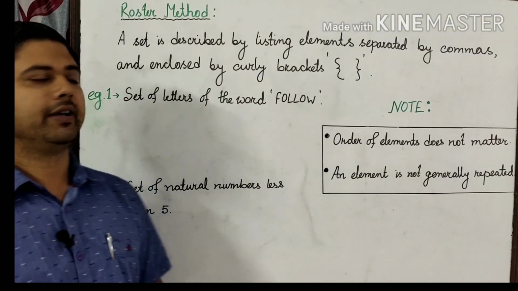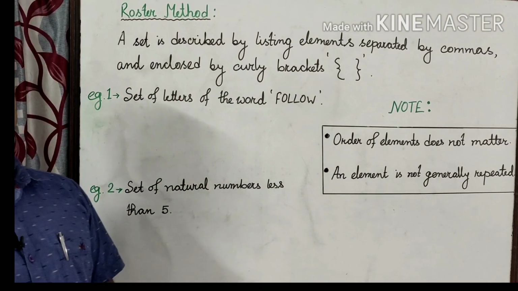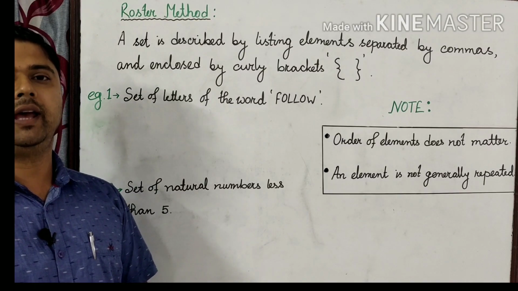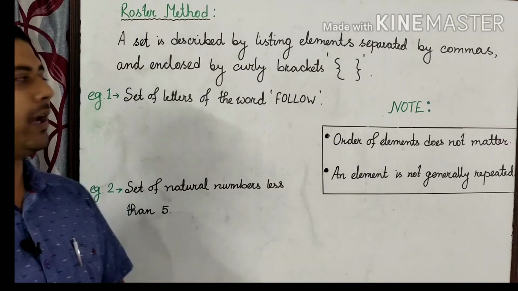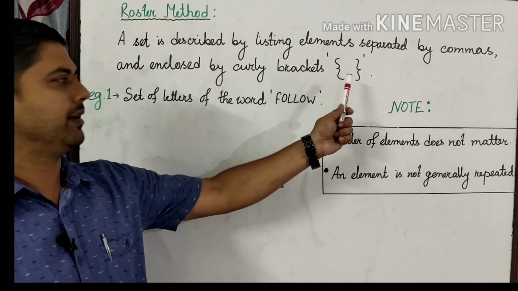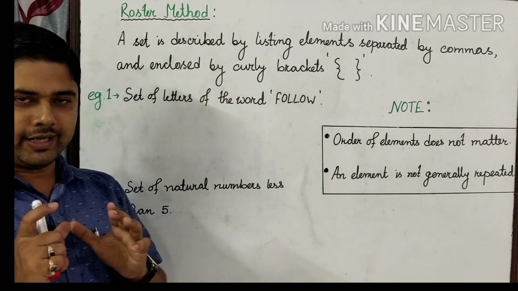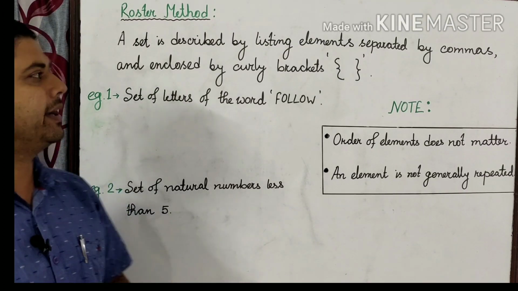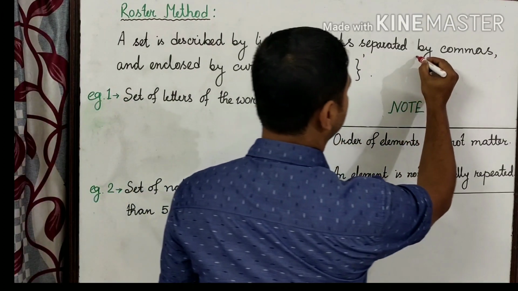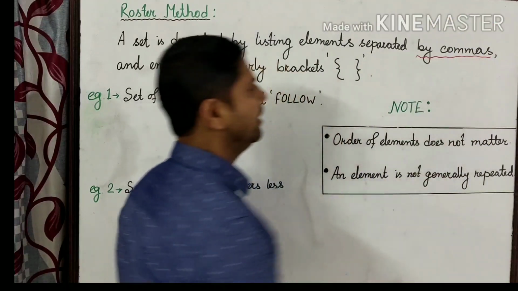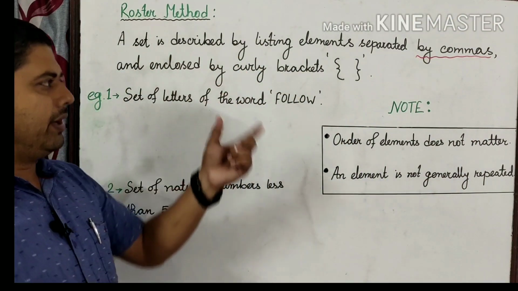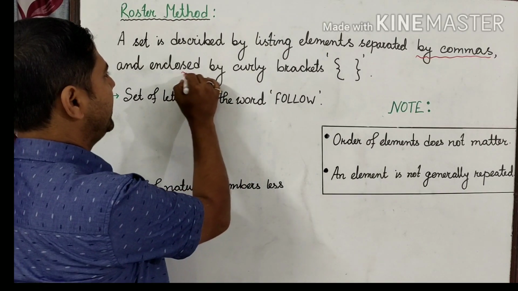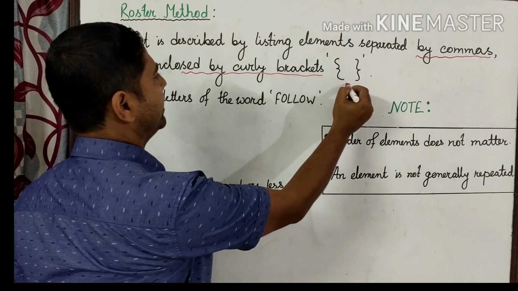In the roster method, a set is described by listing elements separated by commas, and all the elements are enclosed by the curly bracket. Here two things are so important. One is, all the elements separated by what? Comma. And enclosed by what? Curly bracket. That means all the elements are enclosed by the curly bracket.